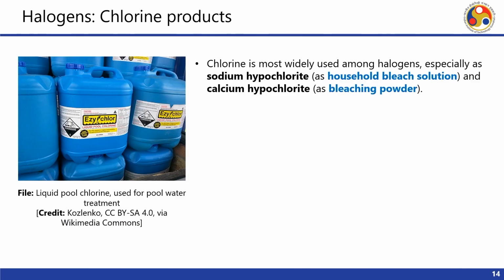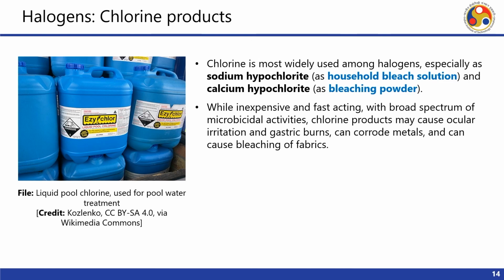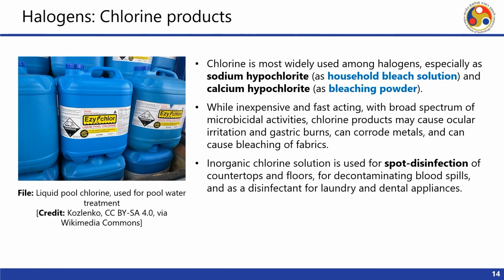that contribute to decay. Chlorine is another halogen which is widely used among the halogens overall, especially as sodium hypochlorite as a household bleach solution and calcium hypochlorite as bleaching powder. This is inexpensive and very fast acting, and has a broad spectrum of microbicidal activities. Chlorine products may cause ocular irritation, of course, and gastric burns. It can corrode metals and can cause bleaching of fabrics.